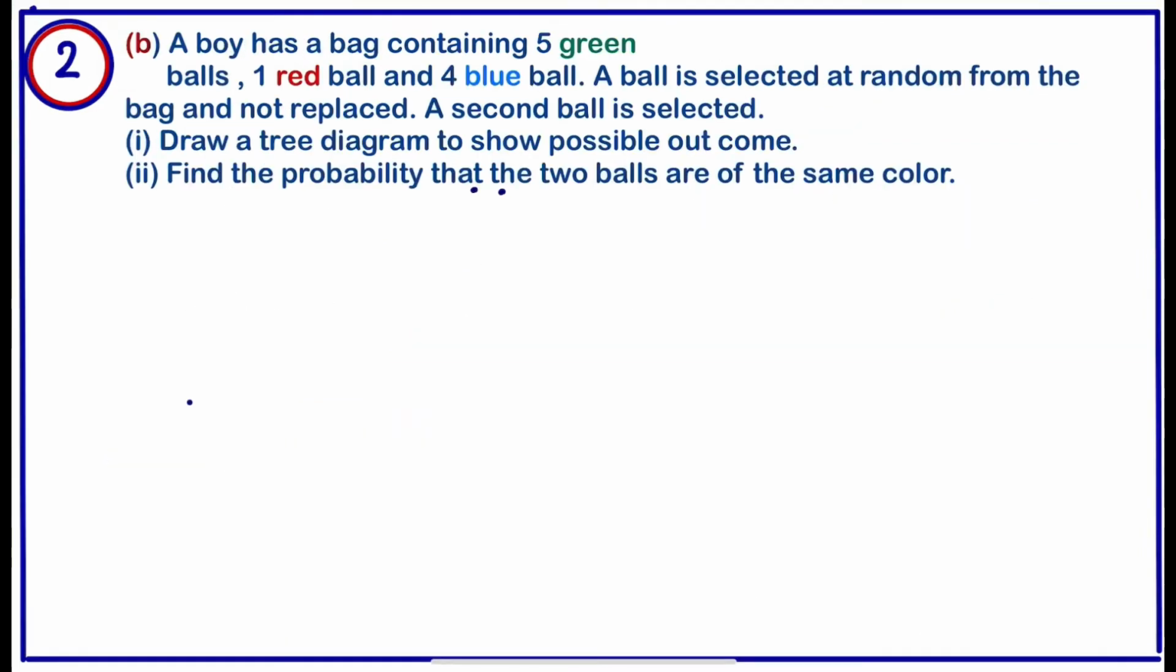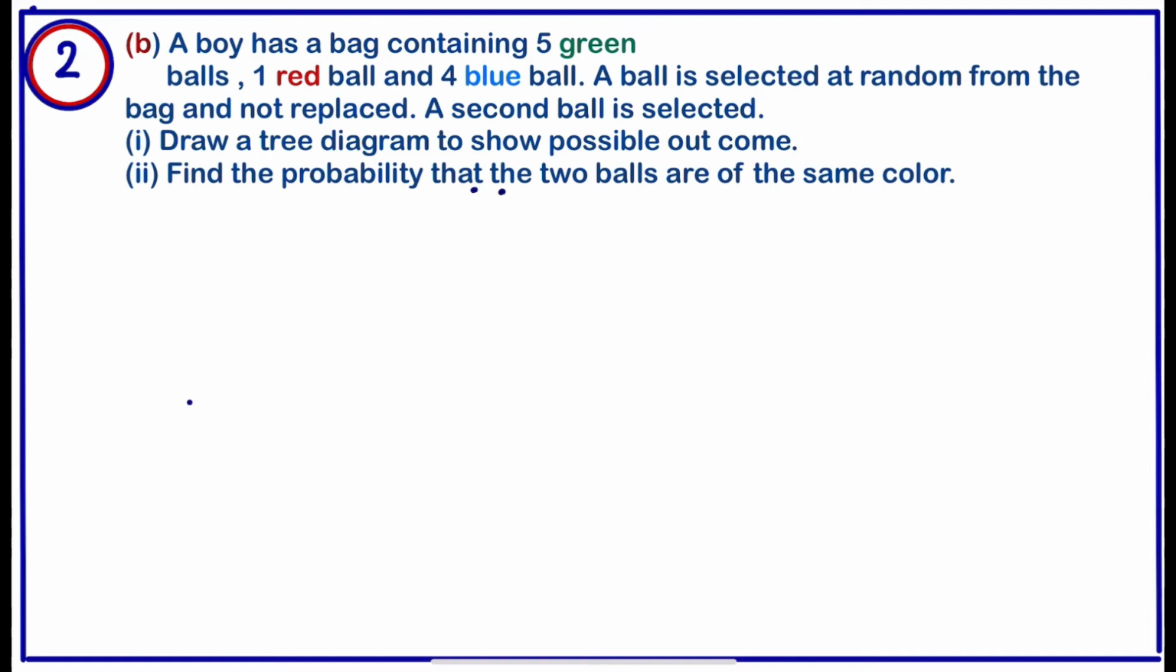So for question 2b, we have this probability question. A bag contains 5 green, 1 red ball, 4 blue ball. A ball is selected at random from the bag and not replaced. So a ball is selected at random without replacement. Then a second ball is selected. So 2 balls are being selected. The first one is selected without being replaced.